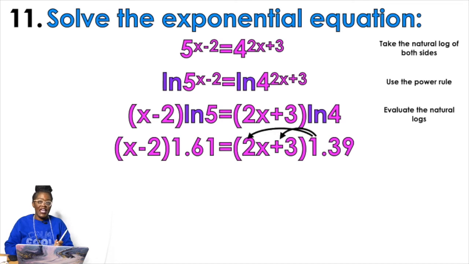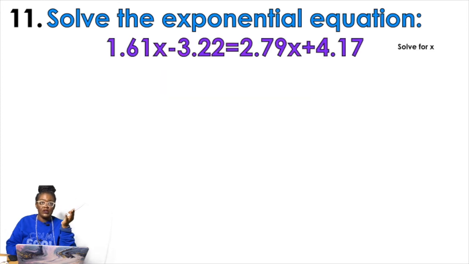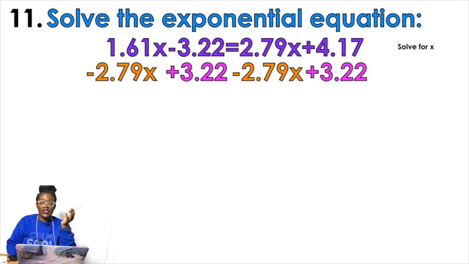But again, you have to pay attention to what the problem wants. Did the problem want an exact answer or an approximate answer? I'm doing the approximation for now, okay? But just know that you could distribute ln 4 instead of using 1.39, right? It just looks a lot crazier. So I decided to use the approximations, distributed the approximations, and then solved for x.